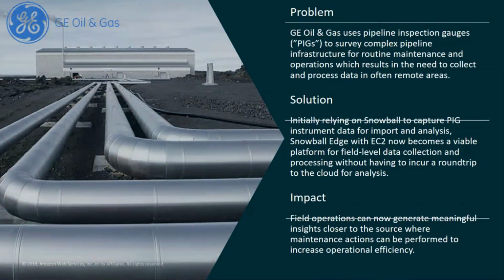Another example in the energy sector is GE Oil and Gas, which uses pipeline inspection gauges, otherwise known as PIGs, to survey thousands of miles of complex pipeline infrastructure, which involve the collection and processing of instrument data. Where Snowball was previously used to deal with the initial data acquisition and migration requirements, Snowball Edge with EC2 closes the gap in processing that valuable instrument data to derive meaningful insights that can reduce mean time to repair or replacement without having to incur lengthy round trip times or impact operational efficiency in the field.